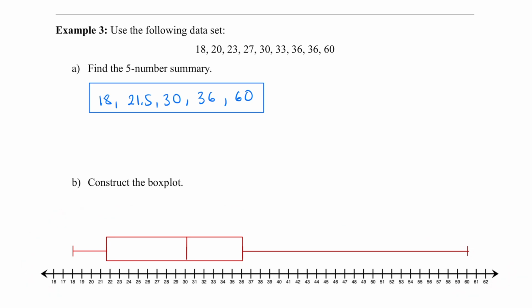Take a moment to look at the shape. Notice that the right whisker is much longer than the left whisker. That suggests the data is stretched further on the right. In other words, some larger values are pulling the distribution in that direction. This observation will become more important when we talk about outliers.